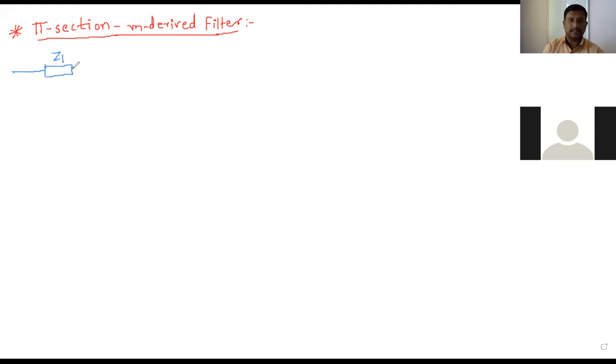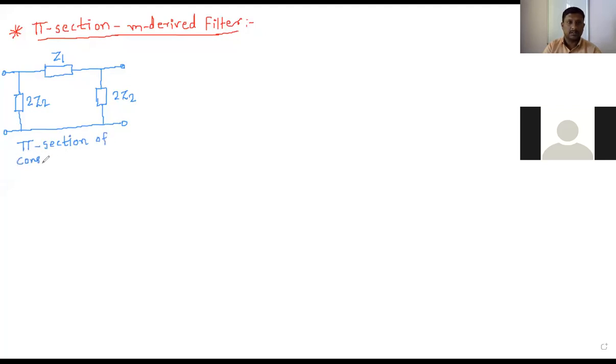So here it is Z1 as it is. Here it is 2Z2, and here it is 2Z2. So this is the pi section of constant K type filter.